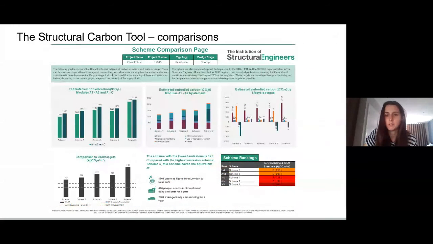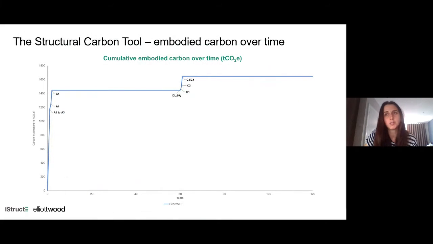Once the structural schemes are entered, there's a separate scheme comparison page where various charts are populated for you. These can be used in reports or emails as you wish. I won't go through those in detail now due to a bit of lack of time. Also included as part of the comparisons page is a simplified graph of the carbon in the atmosphere as a result of construction over time.